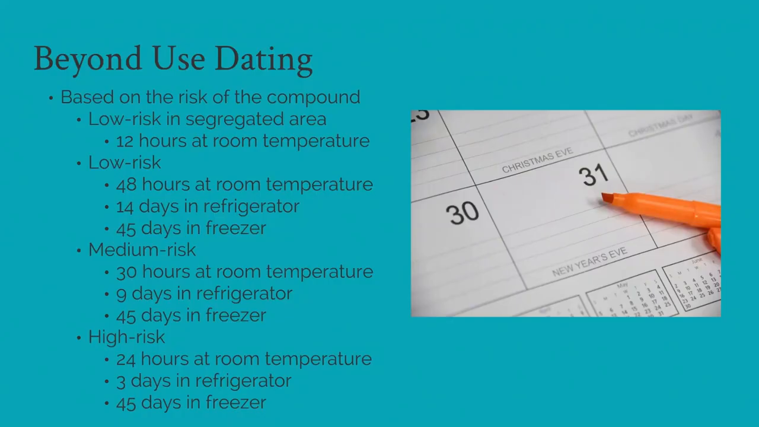If you're doing medium-risk compounding, it's going to be 30 hours at room temperature, 9 days in the refrigerator, and 45 days in the freezer. And again, this is in standard compounding conditions. And then high-risk compounds under standard compounding conditions and after being sterilized are good for 24 hours at room temperature, 3 days in the refrigerator, and 45 days in the freezer.